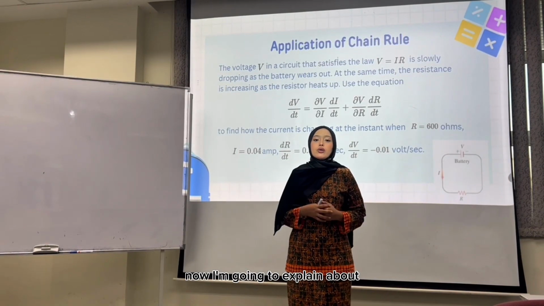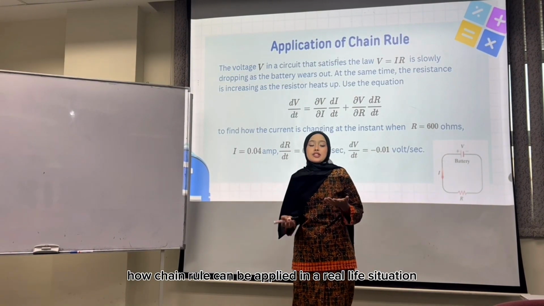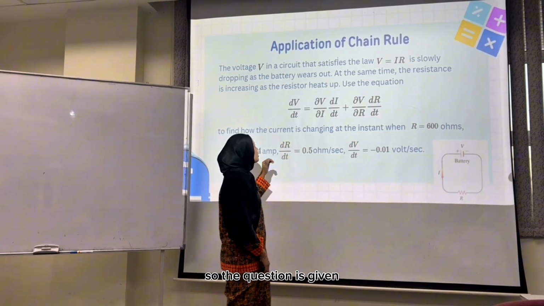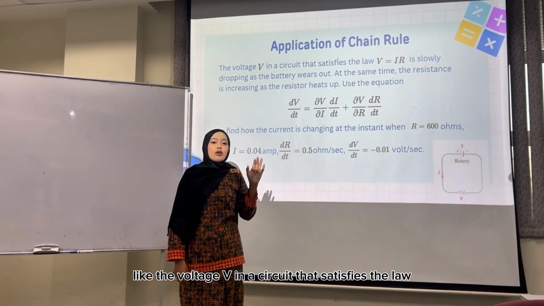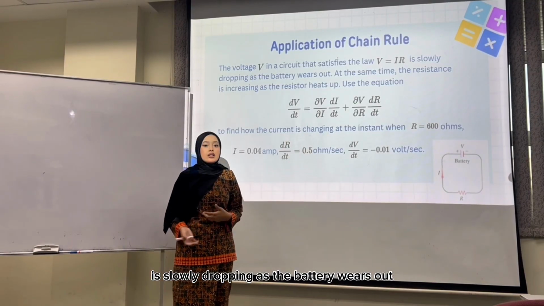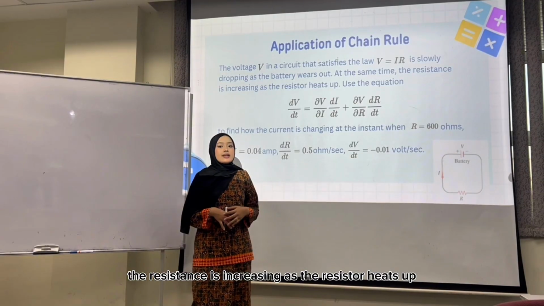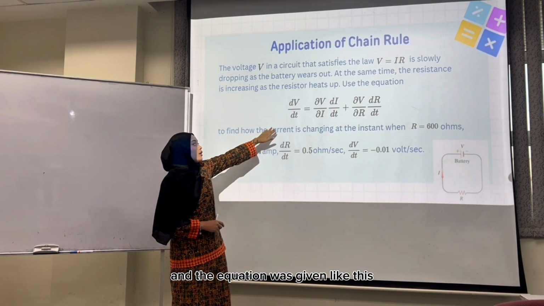Okay, so now I'm going to explain how the chain rule can be applied in a real life situation involving an electric circuit. The question is given: the voltage V in a circuit that satisfies the law V equal to IR is slowly dropping as the battery wears out. At the same time, the resistance is increasing as the resistor heats up. And the equation was given like this.